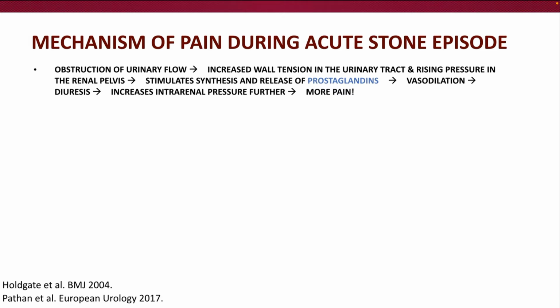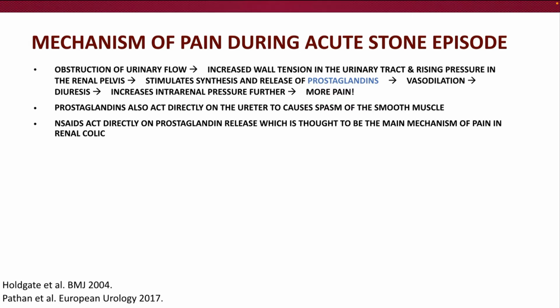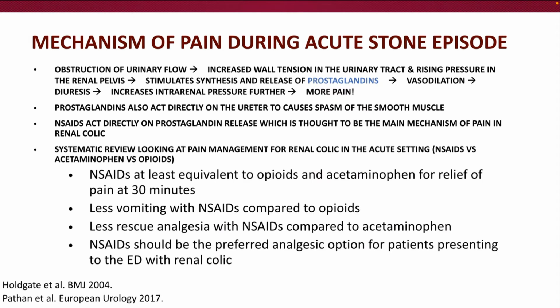Prostaglandins then cause vasodilation, which causes diuresis, which puts more urine in the kidney and increases the intrarenal pressure even more and causes more pain. So if you're going to treat renal colic pain, you have to stop this process. So how do we do that? NSAIDs work great against prostaglandins.